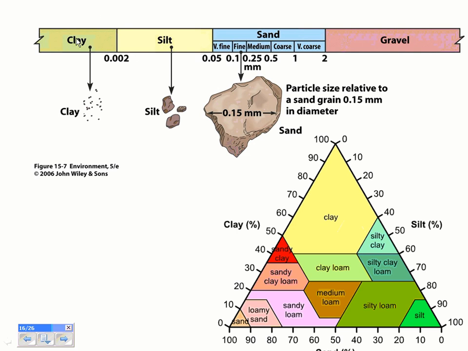Your clay, like I said, is the smallest soil particle. It's so small that you would need to use a microscope in order to see clay. Clay has a negative charge, so it's going to adhere to positively charged minerals. And again, clay is found in the B horizon. Also, clay has the largest surface area.